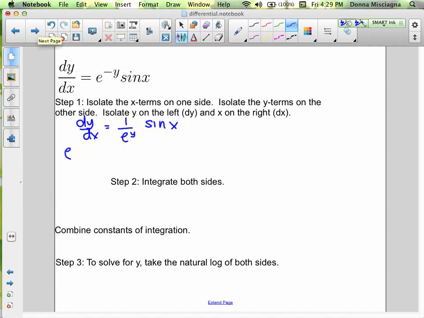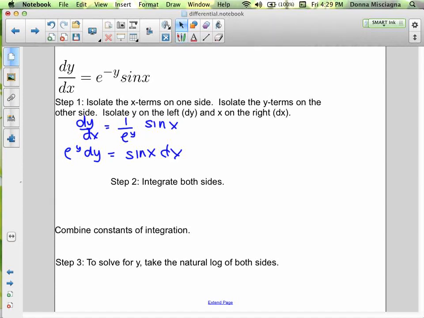So I've got e to the y dy is going to equal sine x dx. I just multiplied this side by e to the y, and of course dx. And this side I multiplied by e to the y dx. And the dx is canceled on one side, and the e to the y is canceled on the other side.